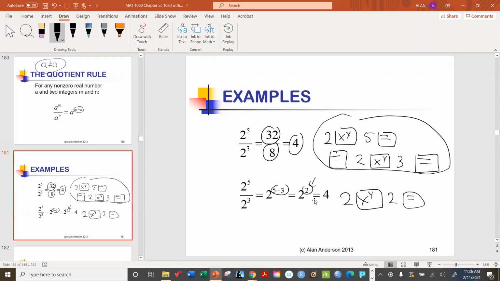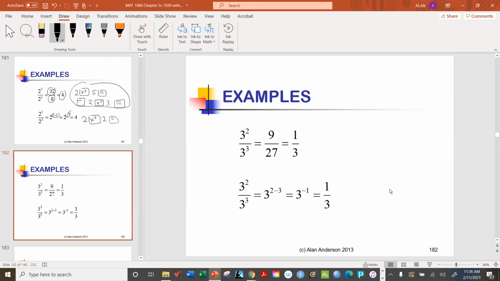Okay, what about these 2? Oh, well, it's actually just 1, but what's different now is that the numerator is smaller than the denominator. So like down here, when I apply the rule, I end up with 3 to the negative 1 power, which is actually, as you know from before, 1/3.